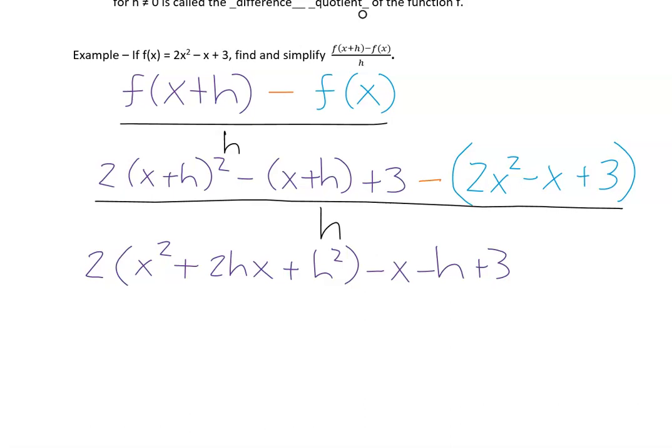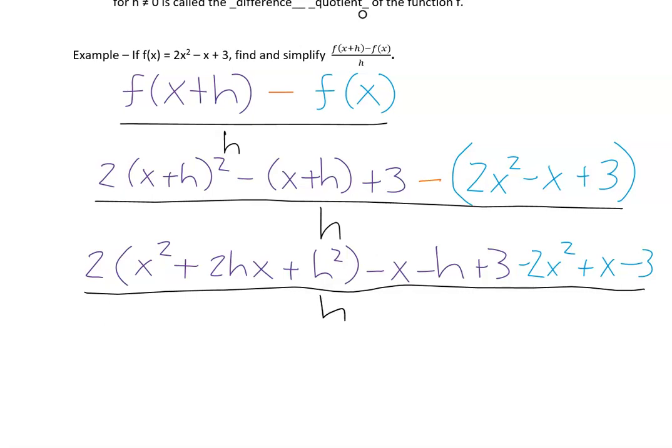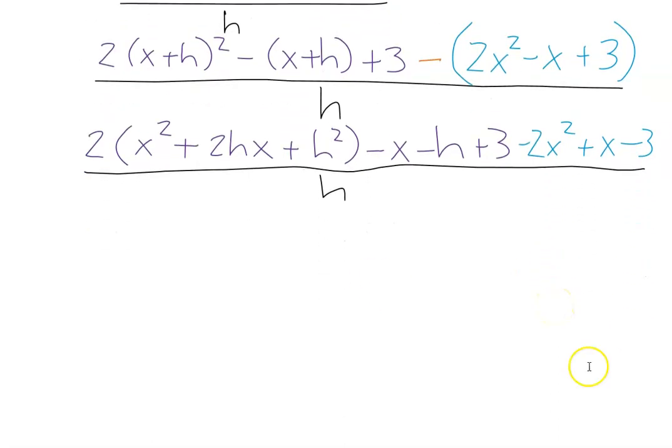Now we're ready to distribute the negative to the 2x squared minus x plus 3. So we end up with negative 2x squared plus x minus 3. And then all of that is still over top of h. So as you can see, it's a lot to work with, but it's the same things that we've been doing all along. We're just combining them all together. So we just have to be real careful to make sure that we don't lose any of our pieces and that we don't change signs inadvertently or anything like that.